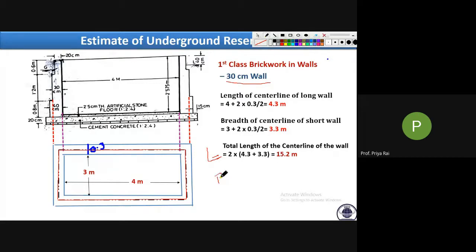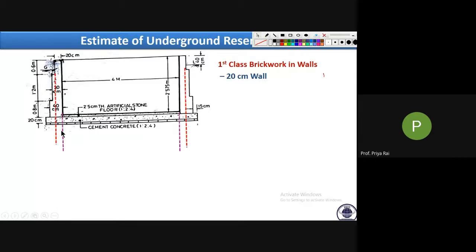What is B and what is D? D is 1.2 meter. B is 0.3. Yes, very good, 0.3. Okay, so like this we have to do. Now similarly we can calculate for the 20 centimeter wall also, same method.